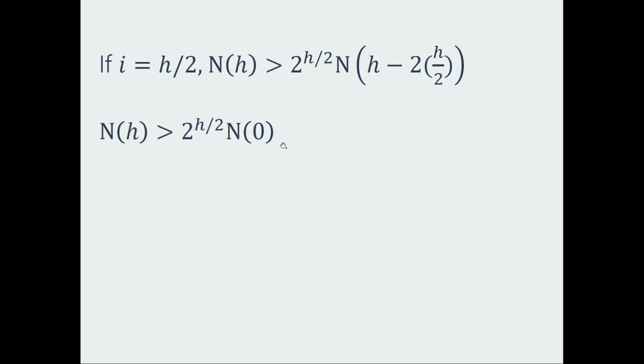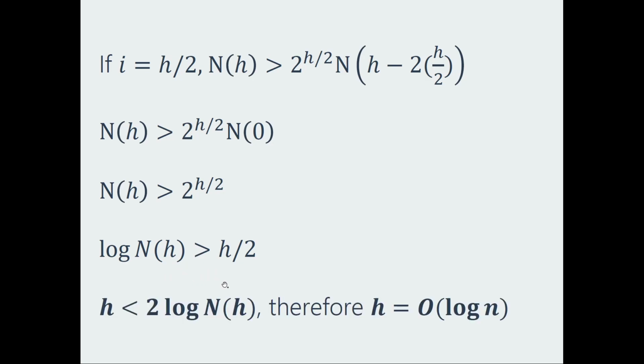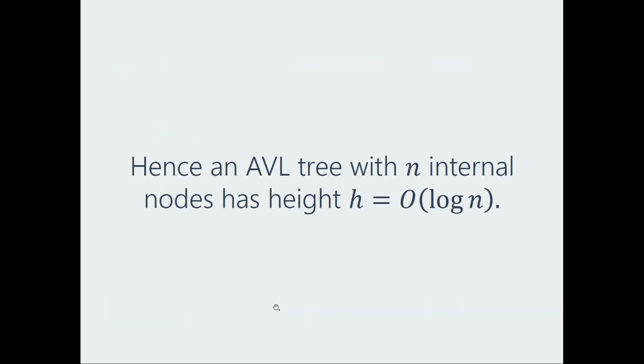Simplifying this, we'll get this. So that will be simply n of 0. And n of 0 is just equal to 1, since the minimum number of nodes of a subtree with height 0 is 1. Let's try to get h. So we log both sides, and we'll get this. Therefore, h is less than 2 times log of n of h, and therefore, our height is O of log n. Hence, an AVL tree with n internal nodes has height h equal to O of log n.